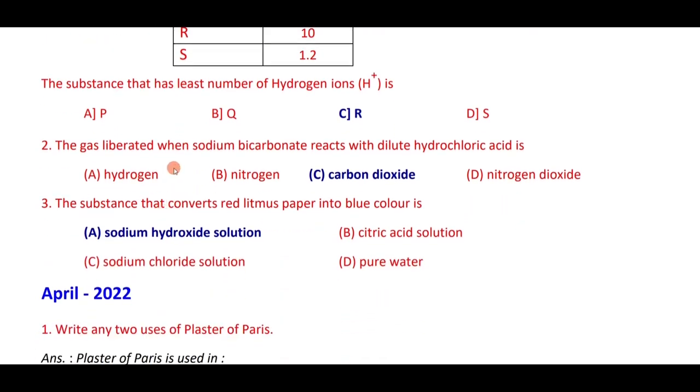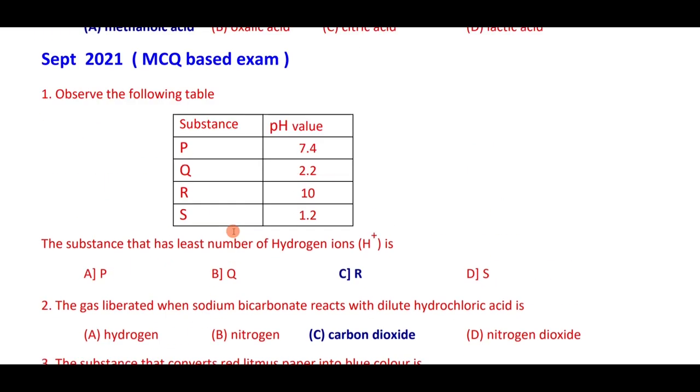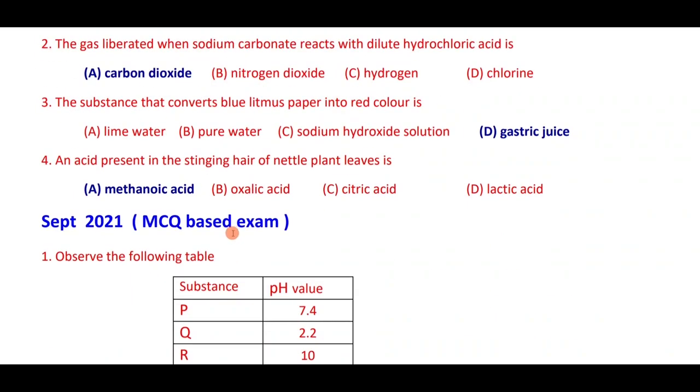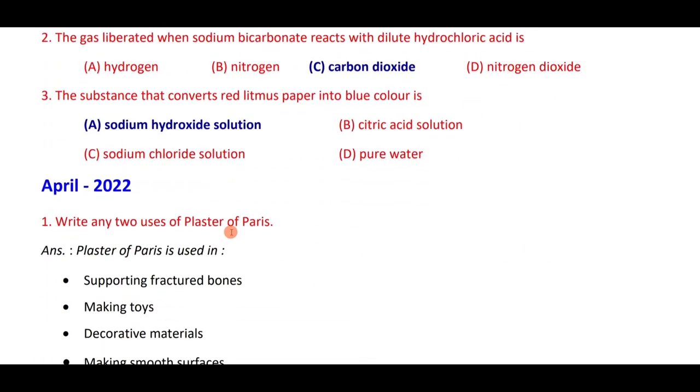The gas liberated when sodium bicarbonate reacts with dilute hydrochloric acid is carbon dioxide. The substance that converts red litmus paper to blue litmus paper is sodium hydroxide solution, because a base converts red litmus to blue.